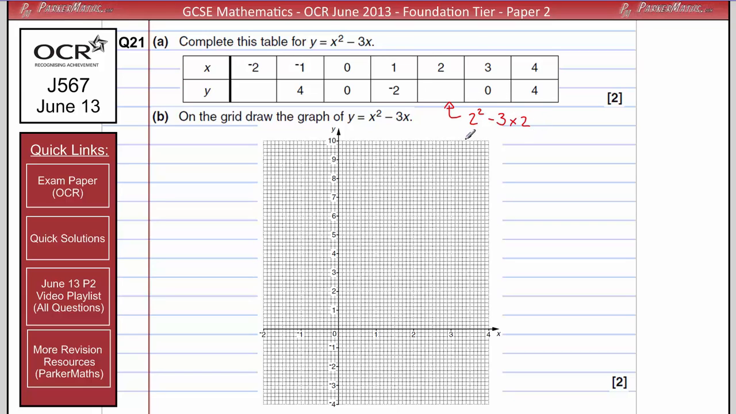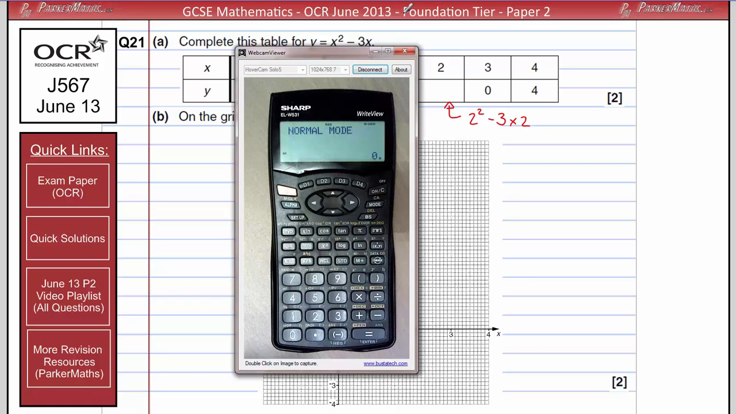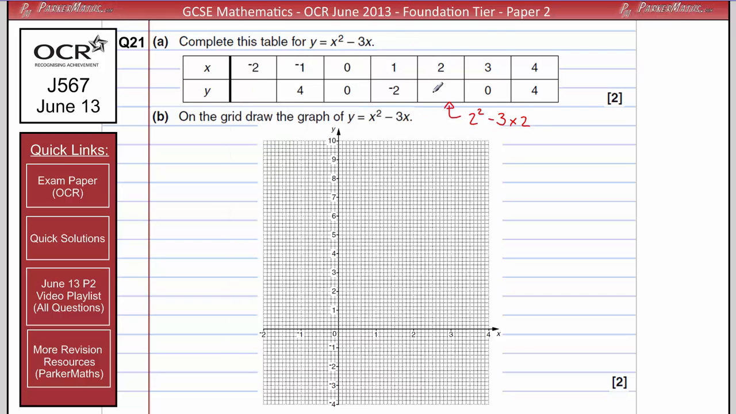Now you could probably do this without your calculator, but I'm going to use a calculator because sometimes you get an equation here that's more complicated, in which case it will be easier to use your calculator. So I'm going to do 2 squared minus 3 times 2, and that gives me minus 2. This box is relatively straightforward.